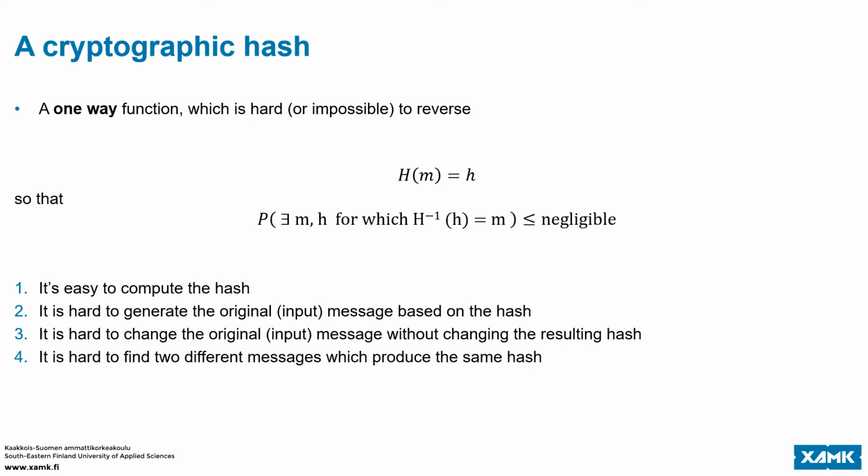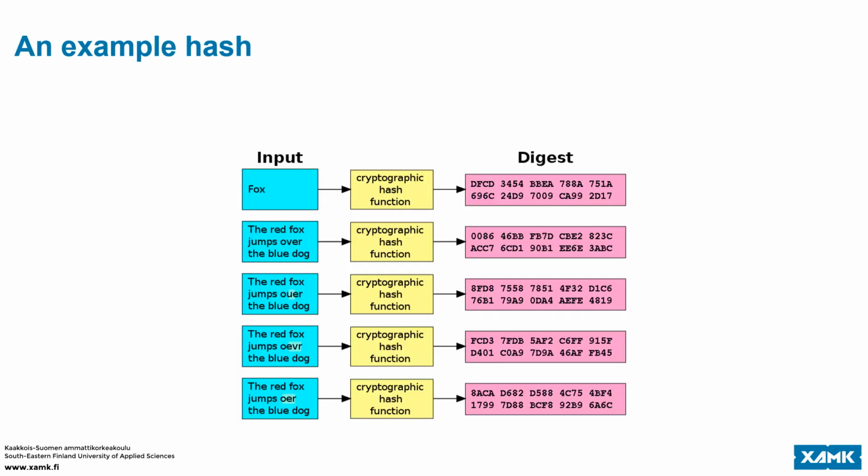In general, we say that a cryptographic hash function has 4 requirements. First, it must be easy enough to compute the hash. Hashing should not be a time or resource-consuming operation. Second, it's hard to generate the original input message based on the hash. Third, it should be hard to change the original input message without changing the resulting hash as well. The fourth and final requirement is that it should be hard to find 2 different messages which produce the same output hash. Here is an example to illustrate how such a hashing function could look like in the real world.